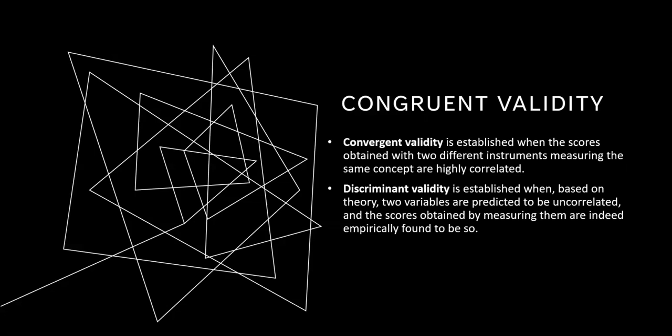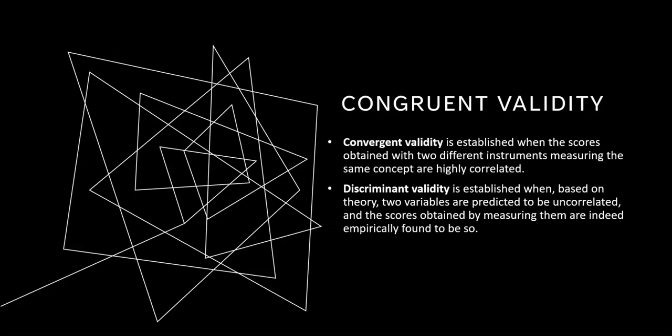The last one is construct validity. It's divided also into two. There is convergent validity, that is established when the scores obtained with two different instruments measuring the same concept are highly correlated, meaning that from the same items, which you will measure after this, they are correlated or not. If they are not, then they might not be convergent.